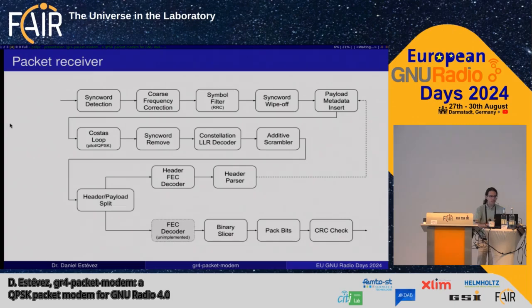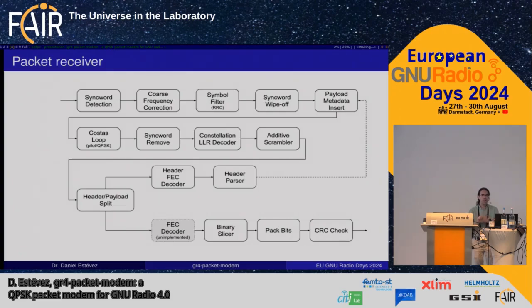So this is how the flow graph looks. We have the sync word detection, then we have this coarse frequency correction, symbol filter, the sync word wipeoff, so that's where we remove the changing pattern of the sync word. And here we have a very important block, so I will make emphasis here. This is called payload metadata insert. So what happens with this block is that at the beginning of the payload, it's going to insert a tag saying a few things about the packet. What's the packet length, what's the packet modulation, etc. Because the blocks down the chain need that information.